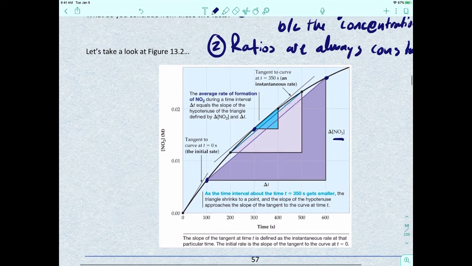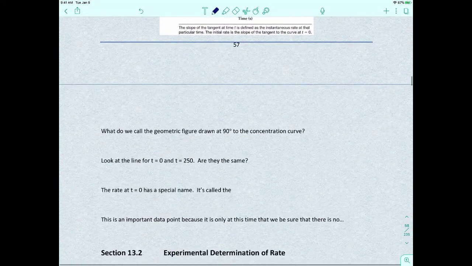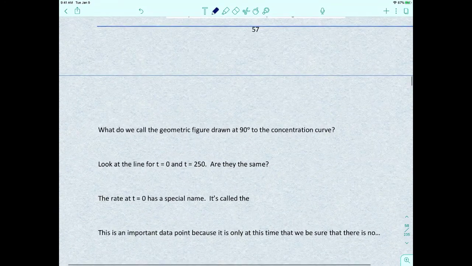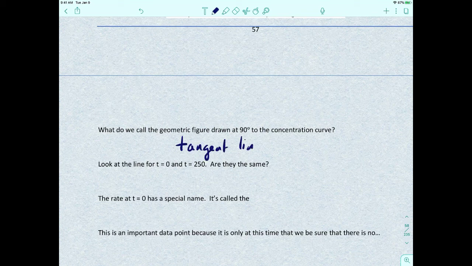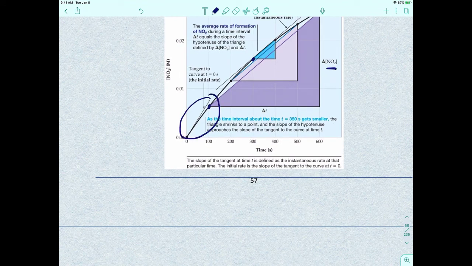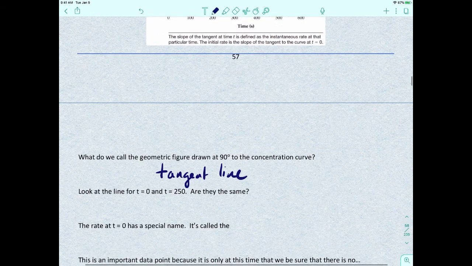Okay, just to review a little bit of what we just talked about in this curve, what do we call the geometric figure drawn at 90 degrees to the concentration curve? That's called a tangent line. Okay, so we want to look for the line at t equals 0 and t equals 250. So again, here's the line for t equals 0, and at 250, here's that line again. Are they going to be the same? Do they have the same slopes? And they do not.